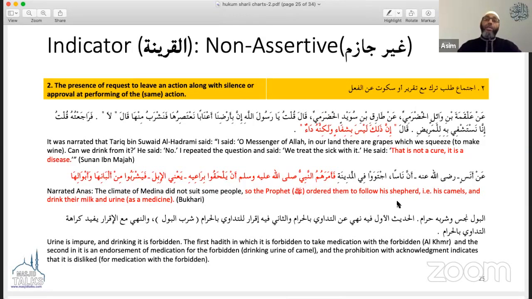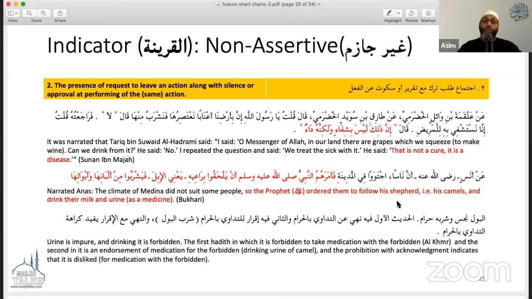Meaning, it was already known that khamr, wine, is haram here. But they were using it as something to cure. And when Rasulullah was asked if they can use this as a medicine, and Rasulullah refused it, that shows that it continues to be haram here.